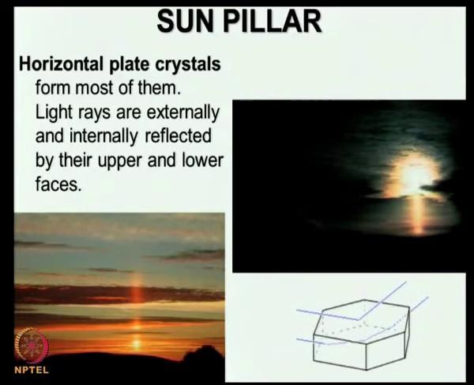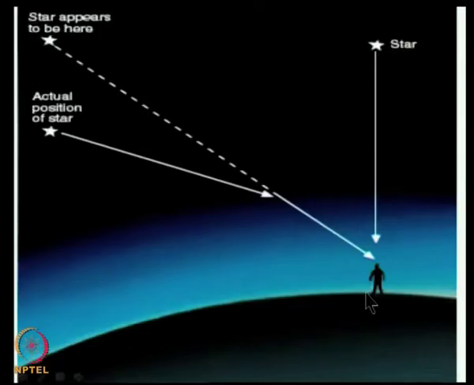And here you can see the light rays are reflected by both the upper and lower faces. So, it is coming inside from the side and exiting through the top. So, it is both the internal reflection and the role of the upper and lower surfaces here that is causing this.